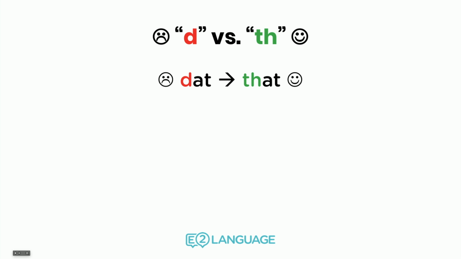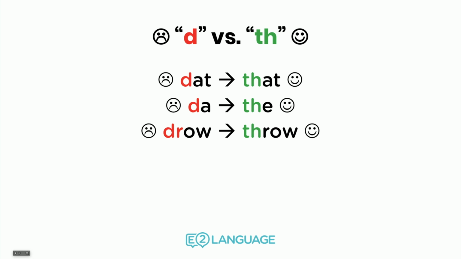So don't say dat if you're trying to say that. Dat, that. Don't say da if you're trying to say the. Da, the. Don't say dro if you're trying to say throw. Dro, throw. Don't say dink if you're trying to say think. Dink, think.